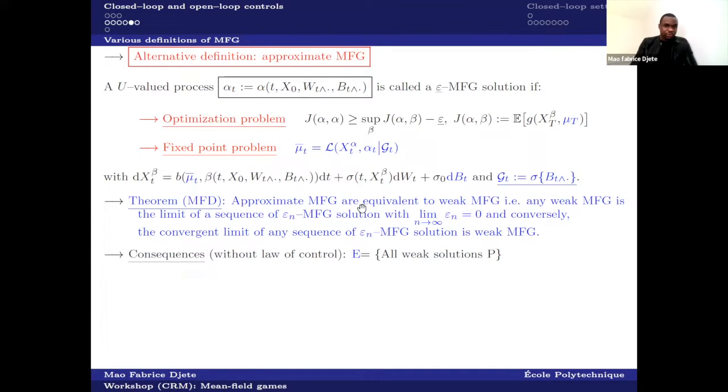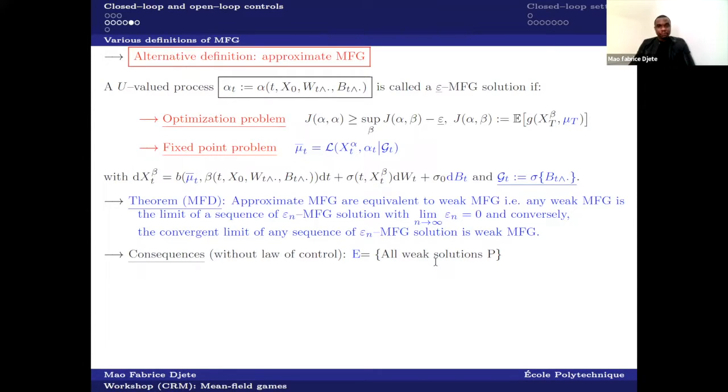Because first of all, there is a result. Approximate mean field games are equivalent to weak mean field games, in the sense that any weak mean field game solution as I just defined will be the limit of a sequence of approximate mean field game solutions. And conversely, any limit of a sequence of approximate mean field game solutions will be a weak solution. So as a result, the set of all weak solutions is actually the set E I'm looking for.